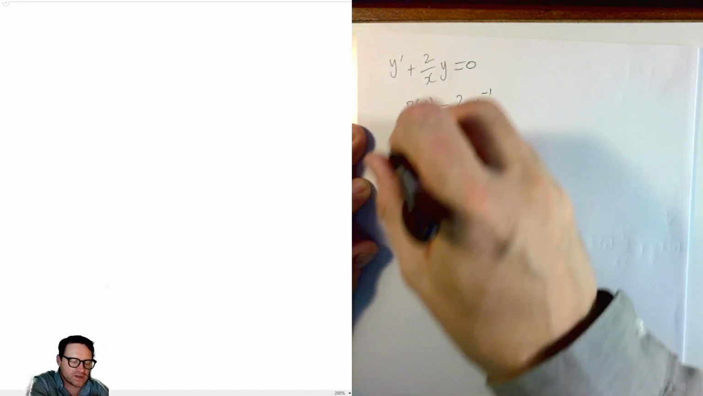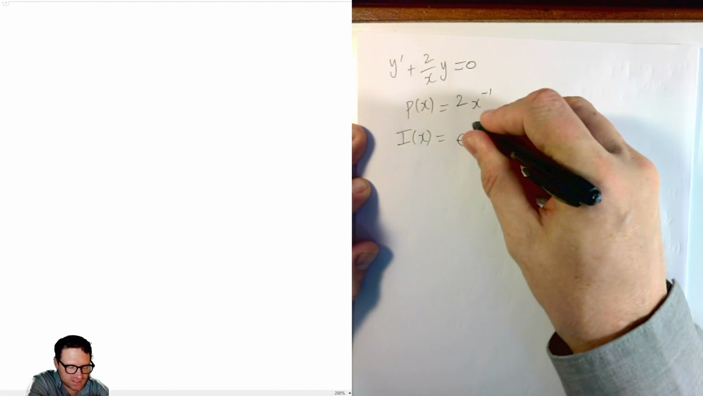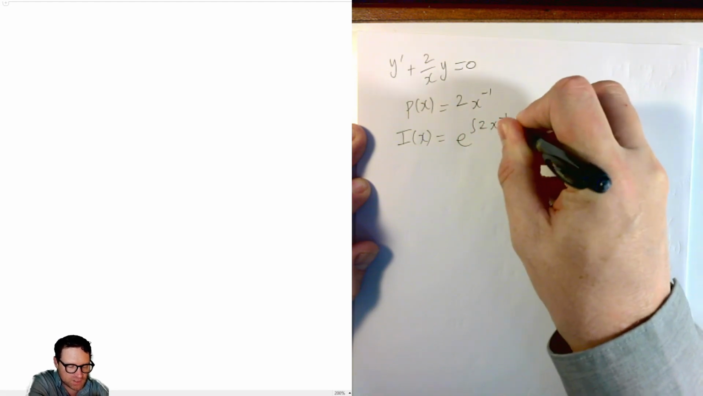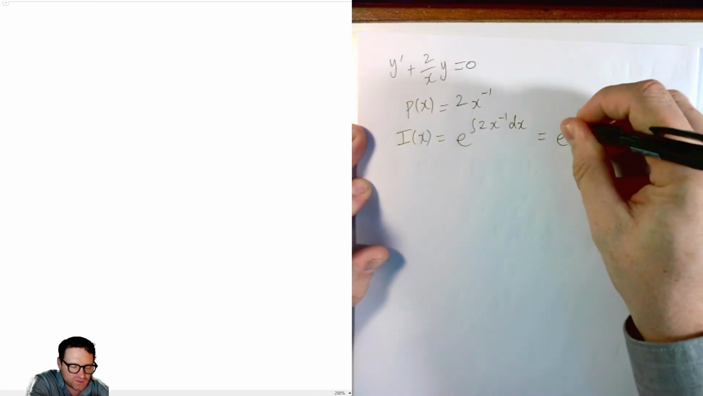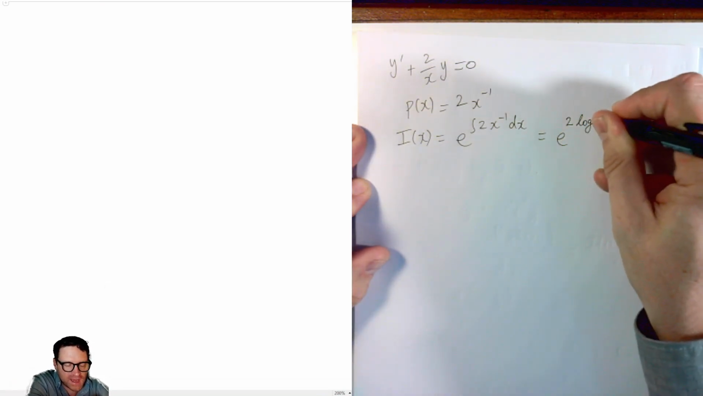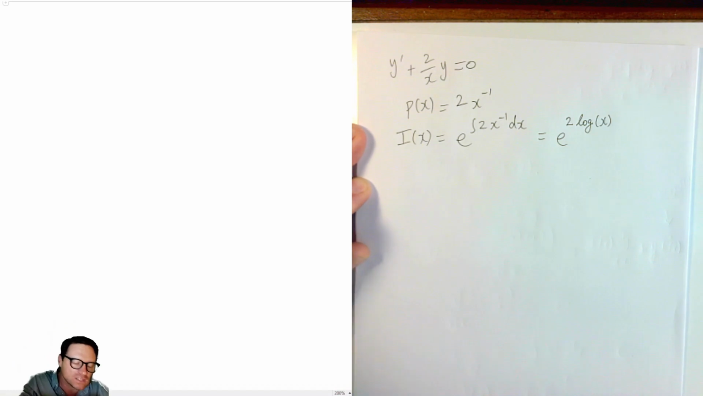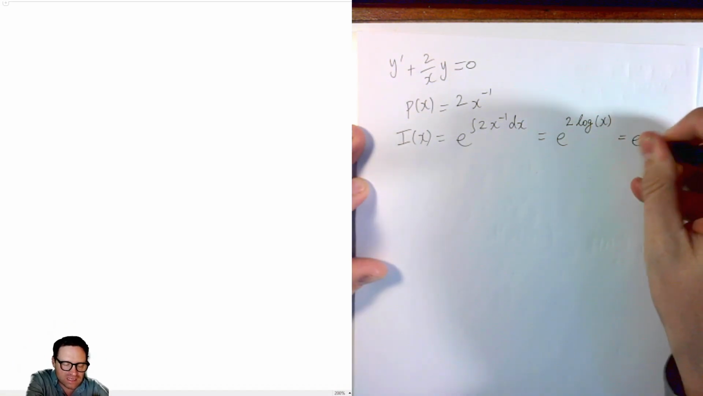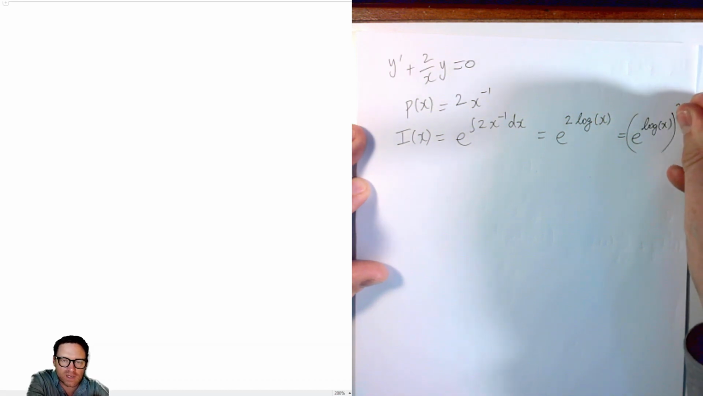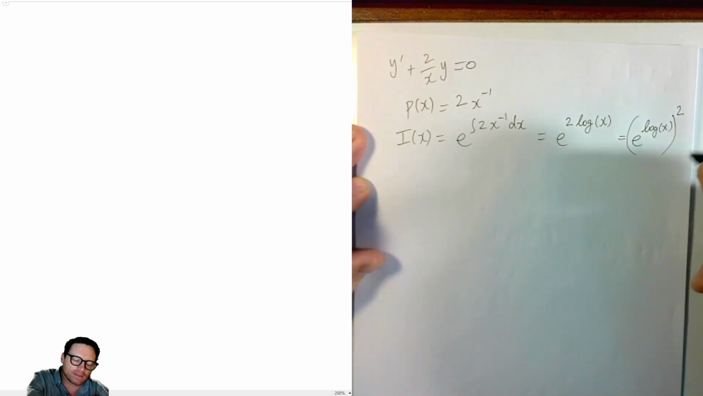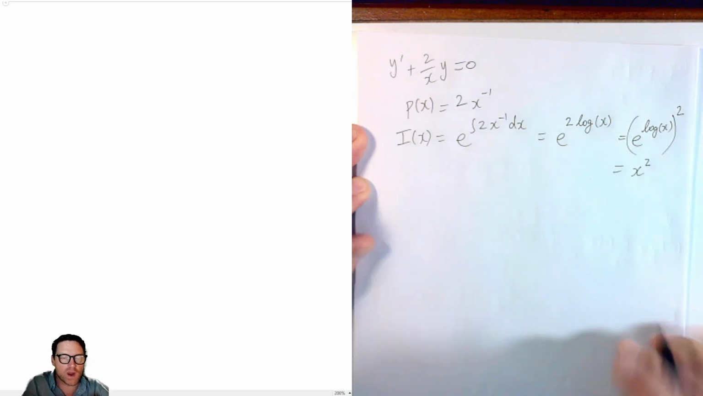Now let's construct our integrating factor. I of x is e to the integral of 2x to the minus 1 with respect to x. Let's simplify that. So we have e to the power of 2 natural log of x. Now, I write log for natural log, but if you want to write ln, that's totally okay. We can simplify this because this is e to the power of natural log of x, all to the power of 2. e to the power of the natural log of x is just x, so our integrating factor is x squared.